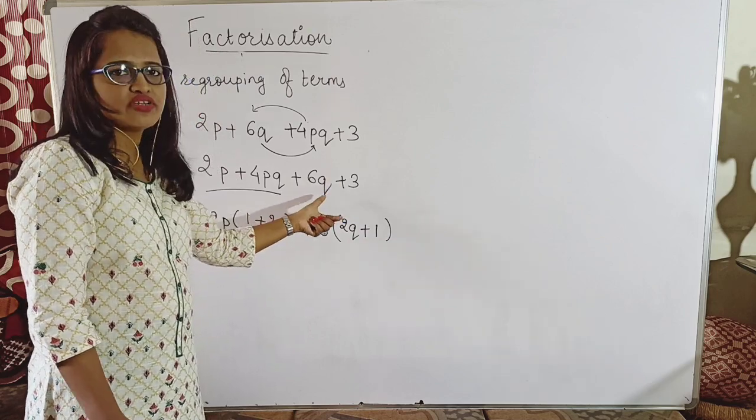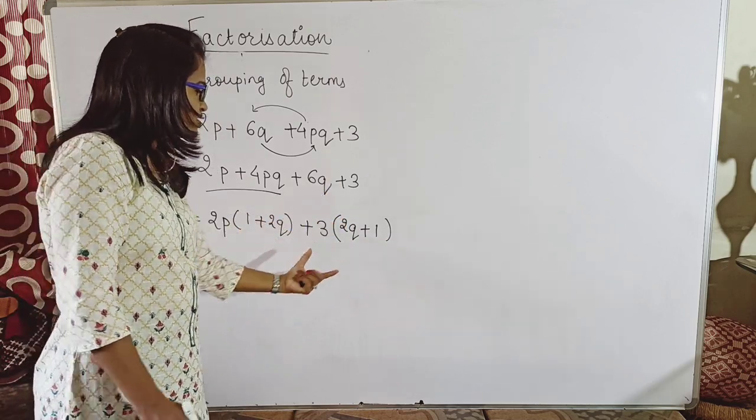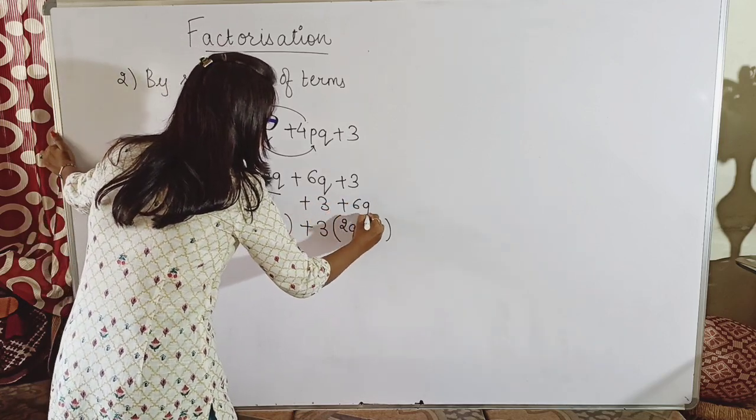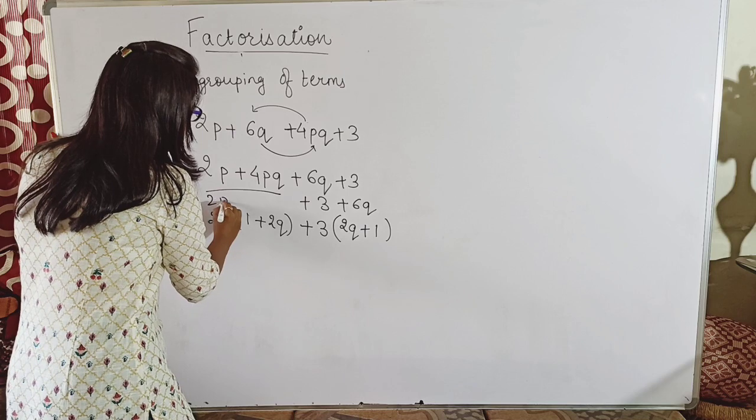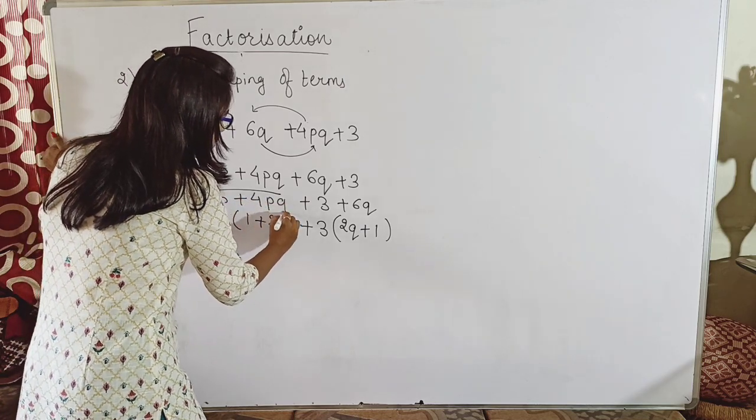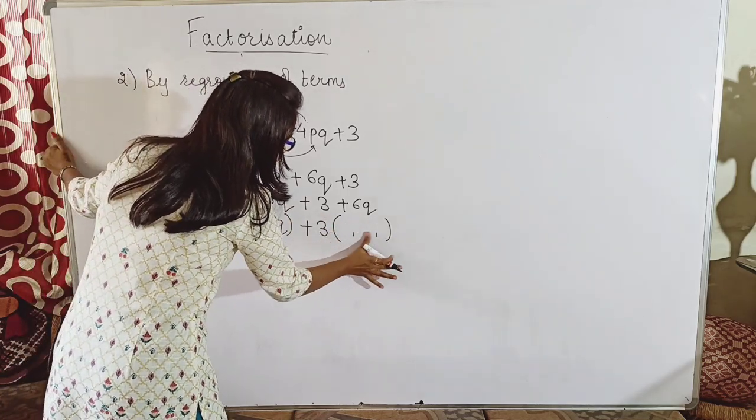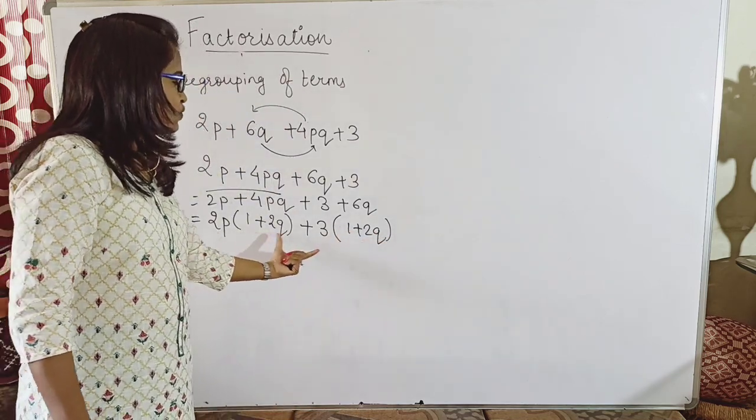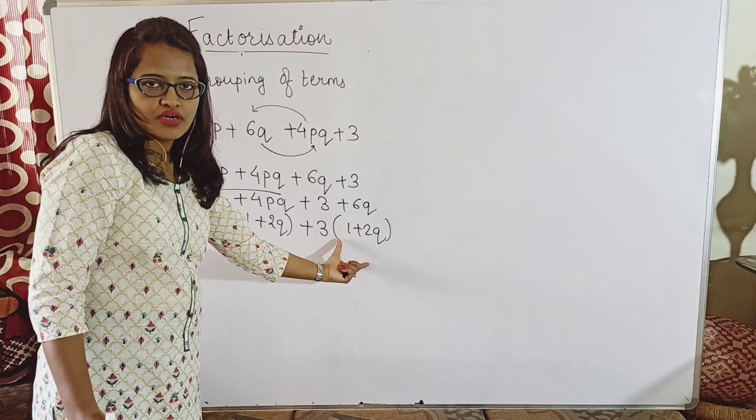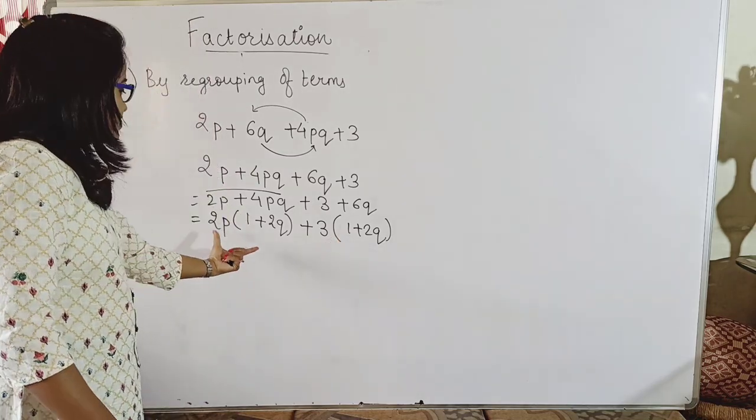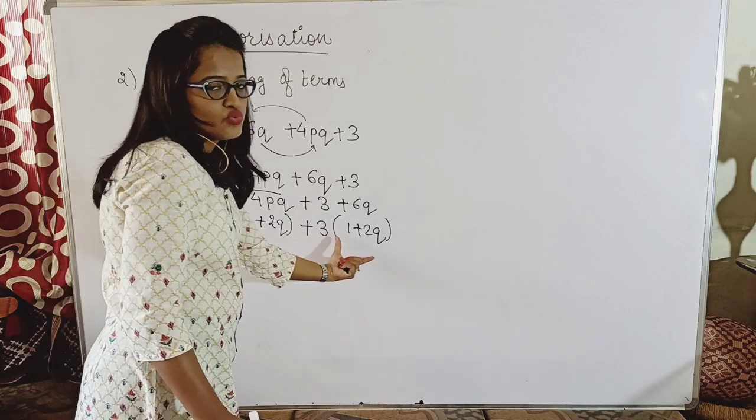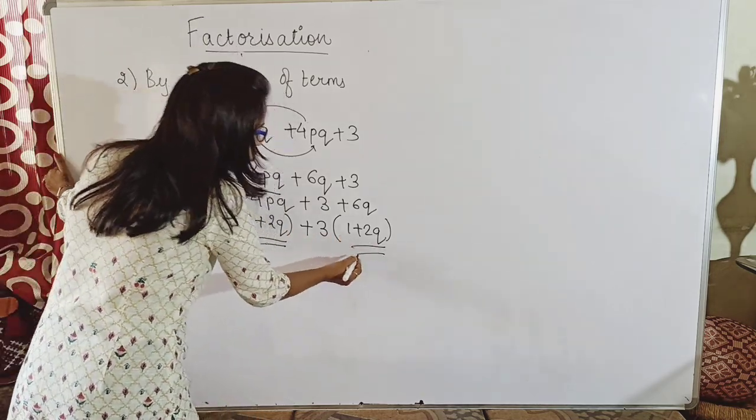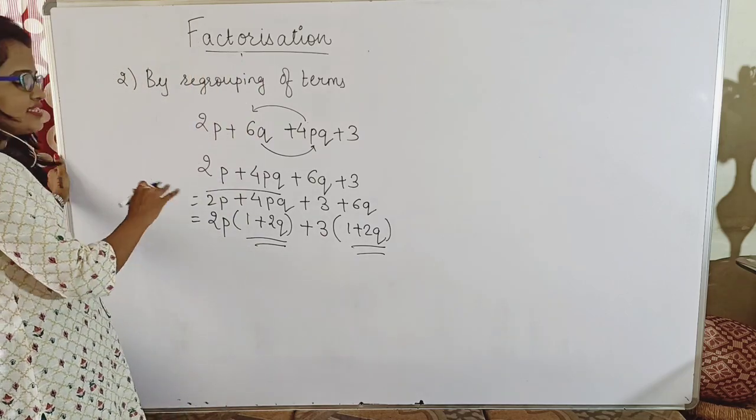So that way also you could rearrange the terms. If you want the brackets to be the same, here also let us write like this: 3 plus 6q and this 2p plus 4pq, and instead of writing here 2q plus 1, I will write it as 1 plus 2q. So as you can see that 1 plus 2q is the common factor. Now here these two are in multiplication and these two are in multiplication. So what if I take the common bracket as common again? Yes, let us take that bracket common.